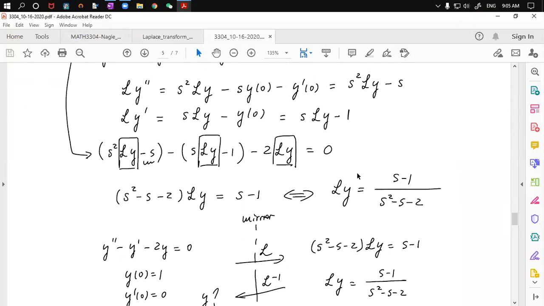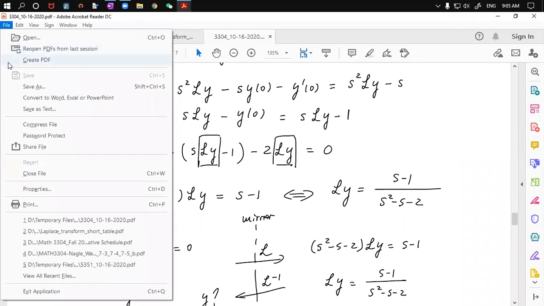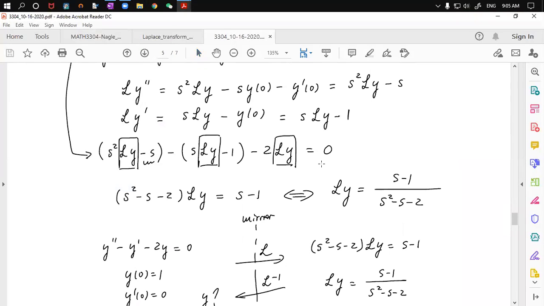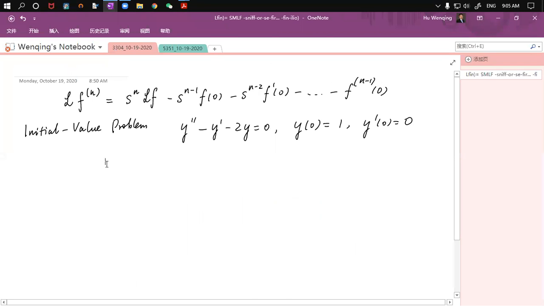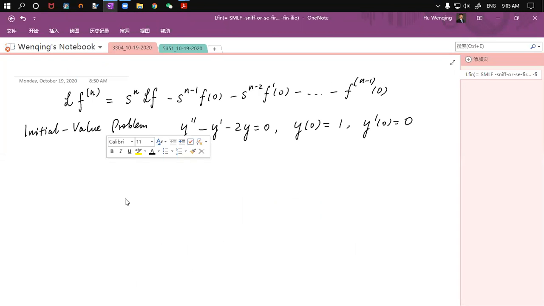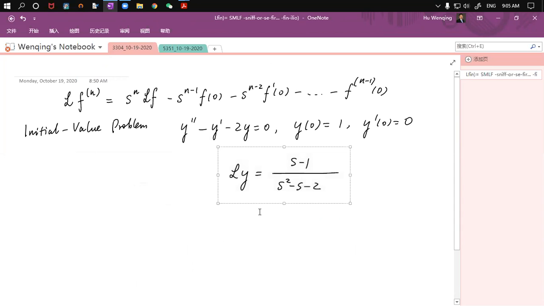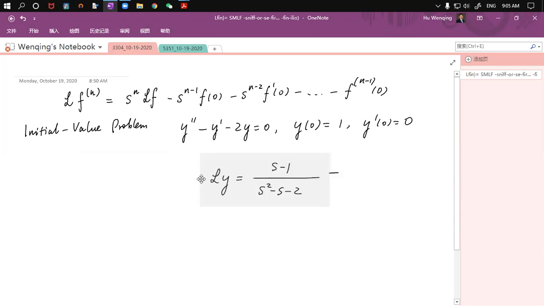And we obtained this important formula about the Laplace transform of y. That's what we obtained last time, and this is actually using these initial values, the initial value problem.